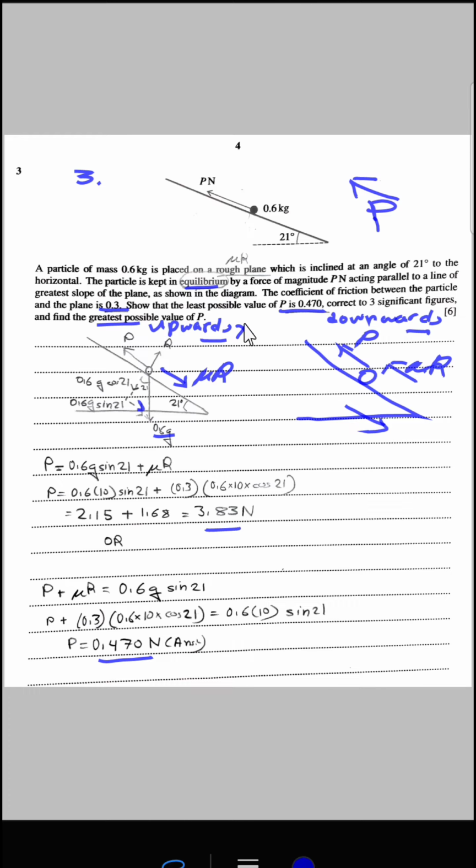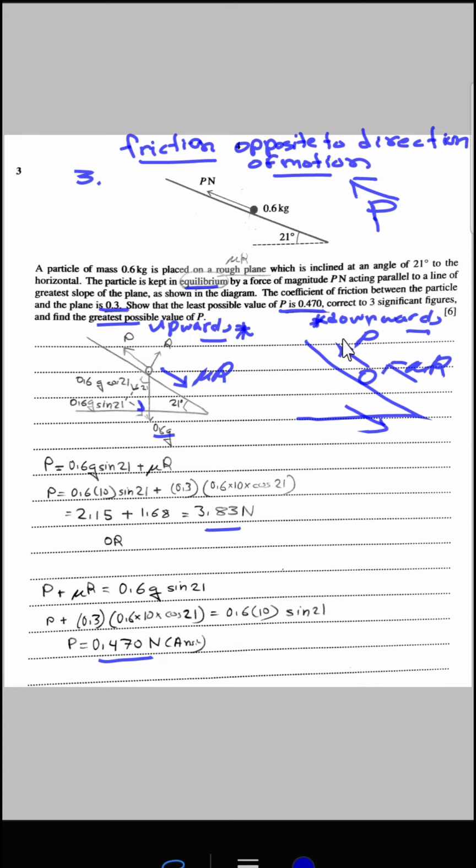For the first part, the object is moving upwards. As friction always acts in the opposite direction to motion, for the object moving upwards friction acts downwards, and for the object moving downwards friction acts upwards. For these two scenarios, we find two different values of P. For the first, the object is moving upwards and therefore friction acts downwards, along with the downward component of weight. So we equate this to find the value of P, which is 3.83 newtons.